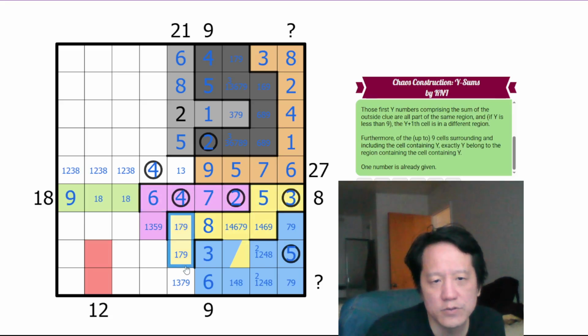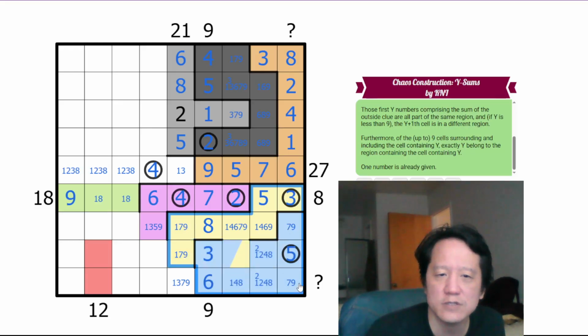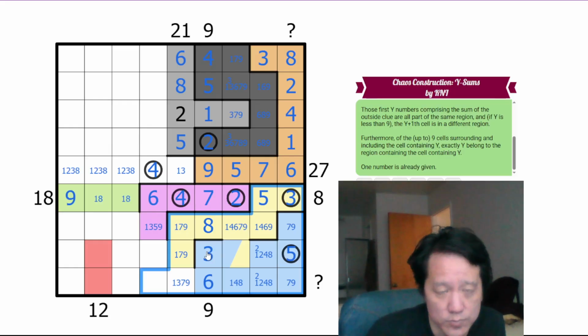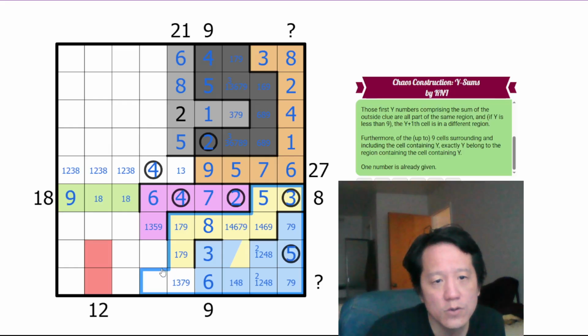Okay, so yellows and blues. 1, 2, 3, we have... How many cells are yellows and blues? This is 9 and this is 7. So we only have 2 more yellows and blues possible. If red were part of the pink region, then there's no way that you can connect it without leaving a cell that doesn't have a region.